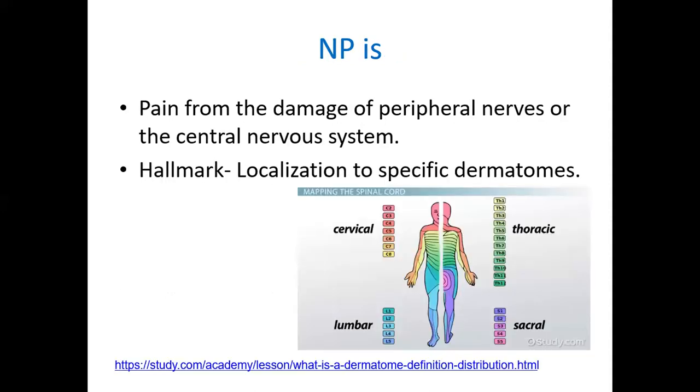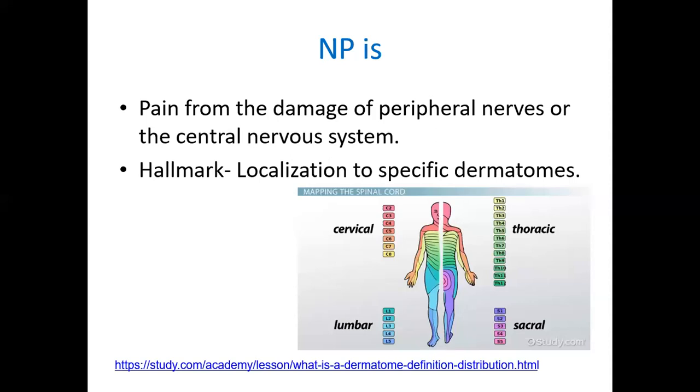And for neuropathic pain, this is pain from damaged nerves, whether it is in the central nervous system or the peripheral nervous system. Think of any place in your body where there is a nervous supply. And one of the indicators that we are dealing with neuropathic pain is that it is localized within the supply of a given nerve, what is called the dermatome region or anatomical supply.